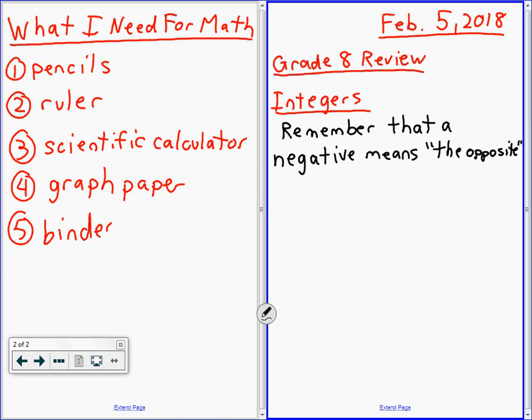Sheila, I'll start with you, please. What's the opposite of 5, please? Negative 5, that's it. Perfect. And you have to think of integers as opposites. It's going to help you a lot when you deal with multiplying, dividing, adding, subtracting integers. Here we go.